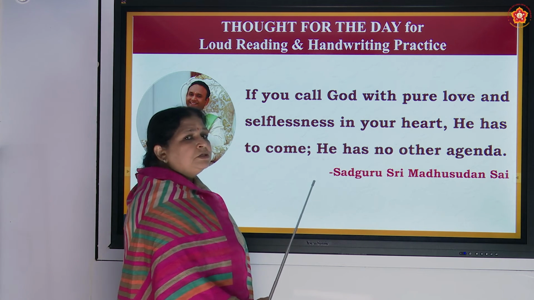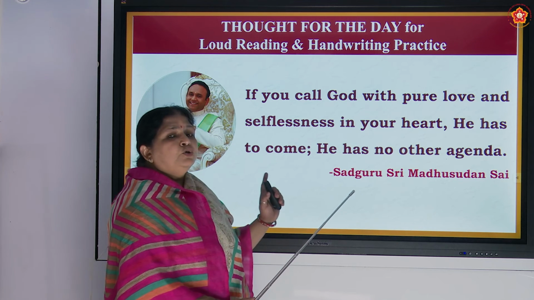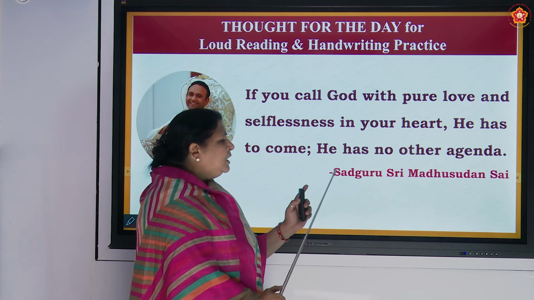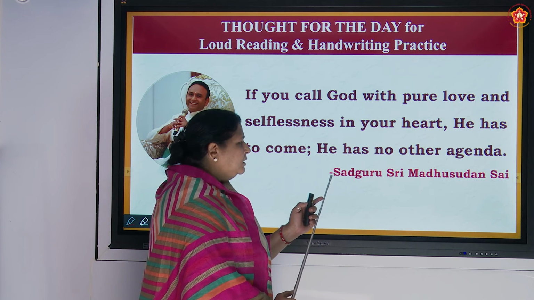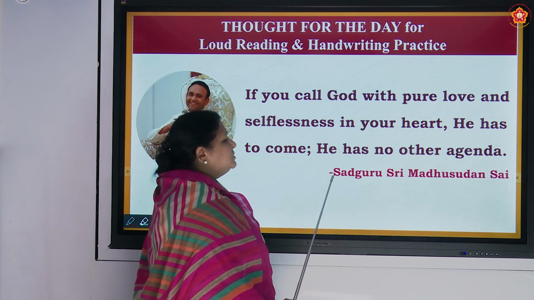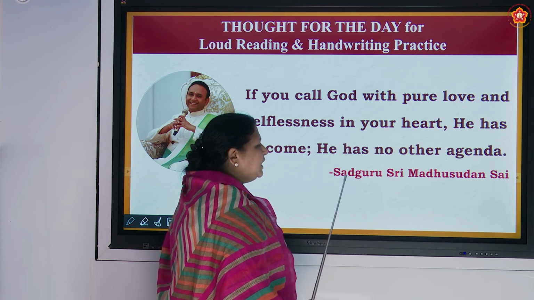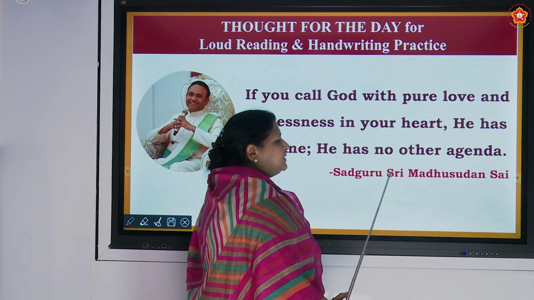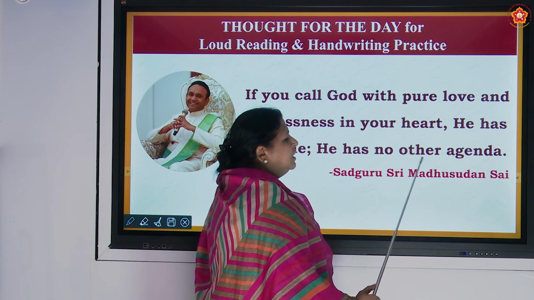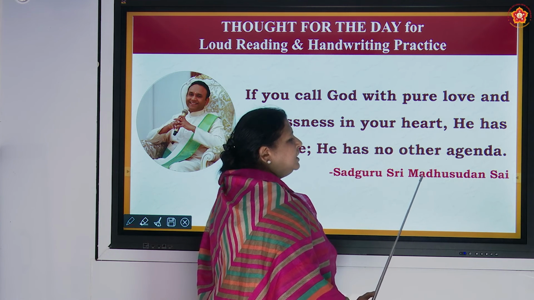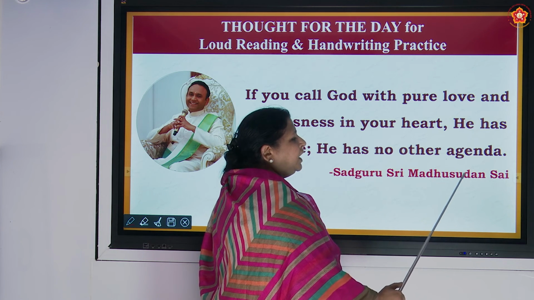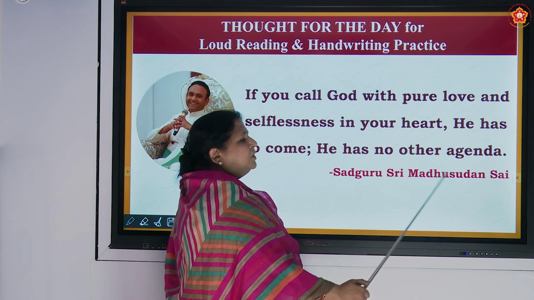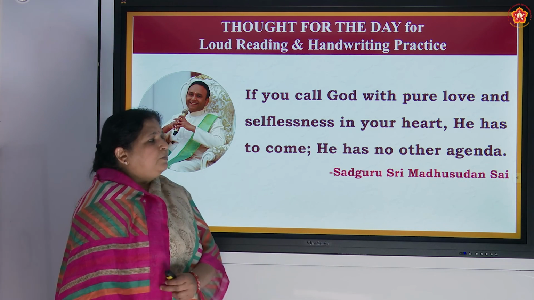When you write, it is very important to maintain the spellings properly, and to see where capital letters are needed. Sadhguru, capital S-A-D-G-U-R-U. Sri, capital S-R-I. Madhusudan, capital M-A-D-H-U-S-U-D-A-N. Sai, capital S-A-I. Sadhguru Sri Madhusudan Sai. So, write this properly.